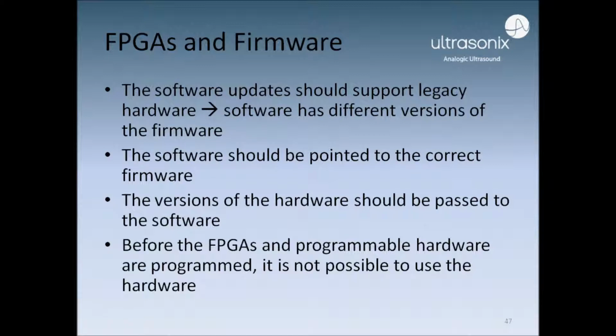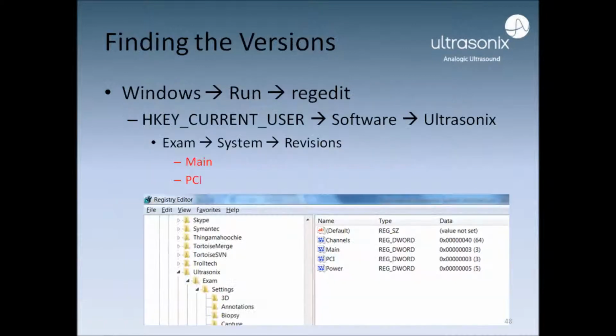The software upgrades come with different versions of the firmware targeted for the different versions of the hardware. Therefore, when uploading the firmware by the software, it should be pointed to the correct version. Note that it is not possible to use the system before the correct version of the firmware is programmed by the software. This discussion emphasizes the importance of understanding the versions of the main and PCIe module that are inside your Ultrasonix system. The exam software has a module that automatically detects the versions of the main and PCIe modules and stores them in the registry.